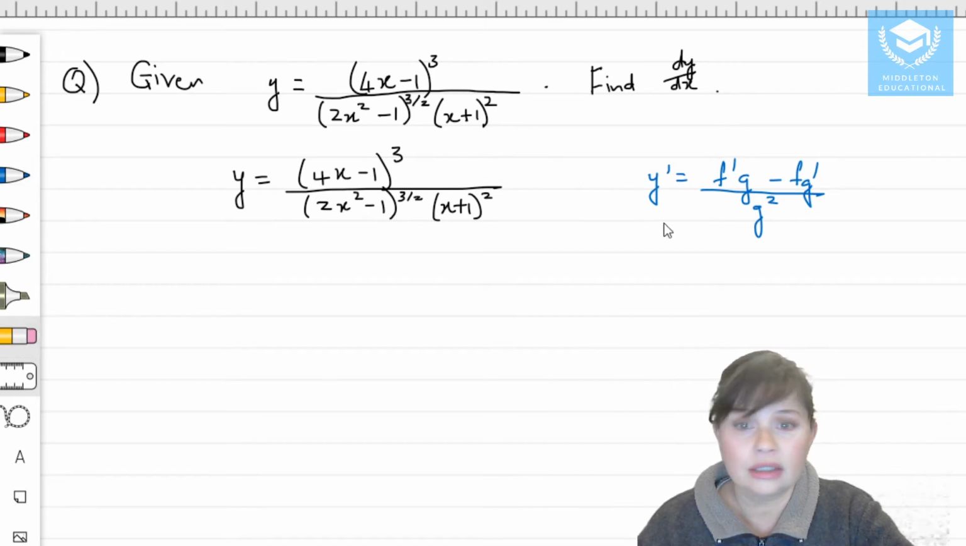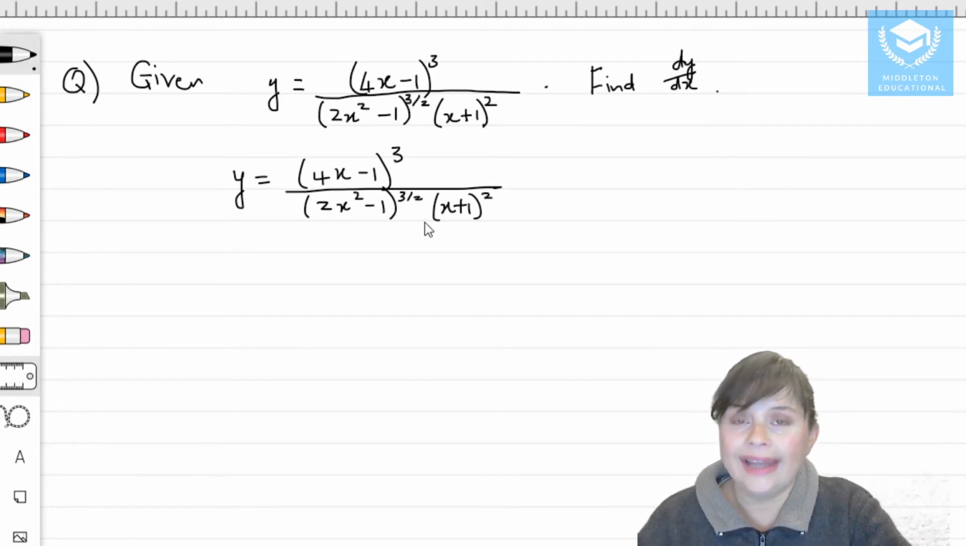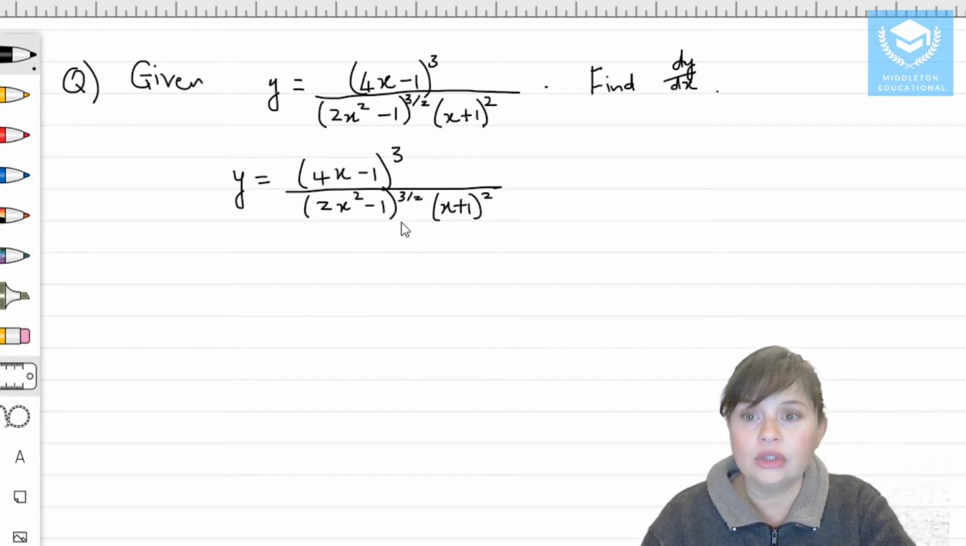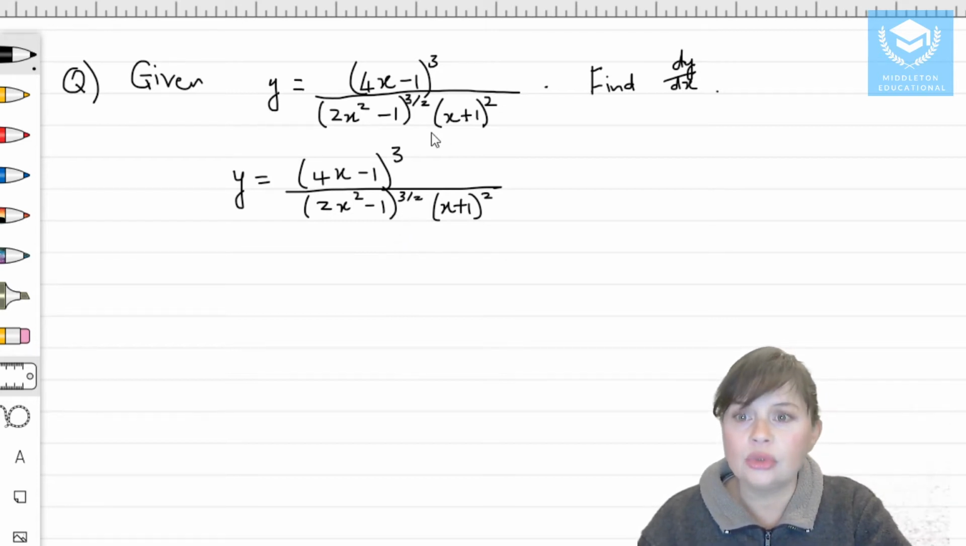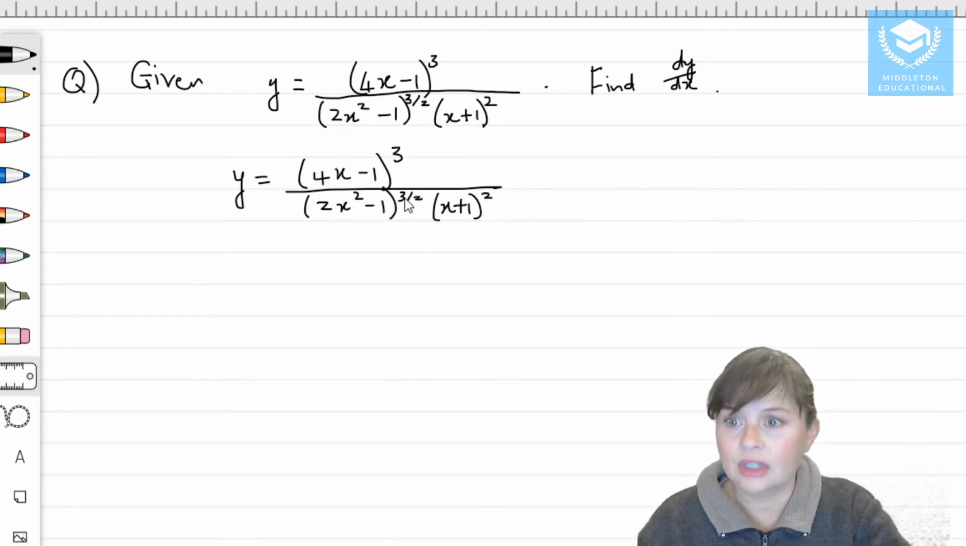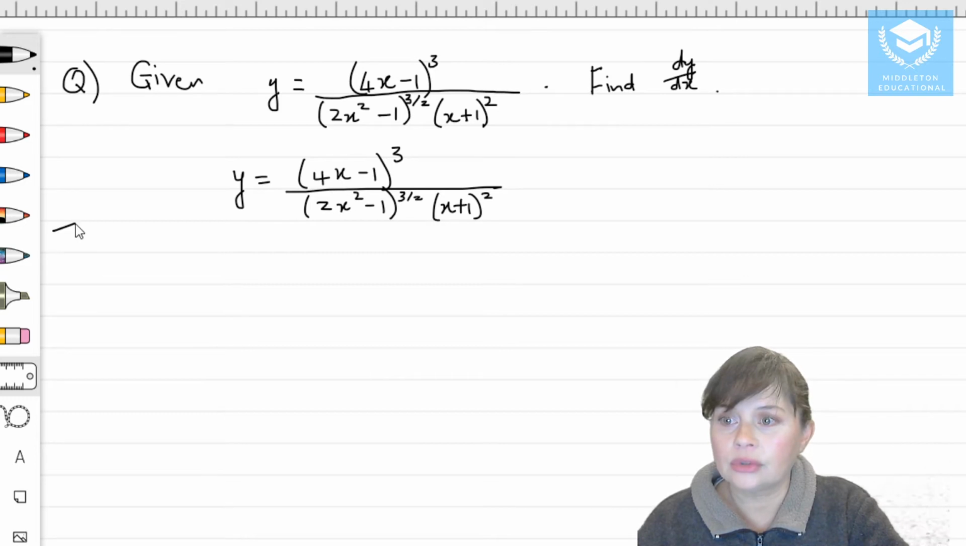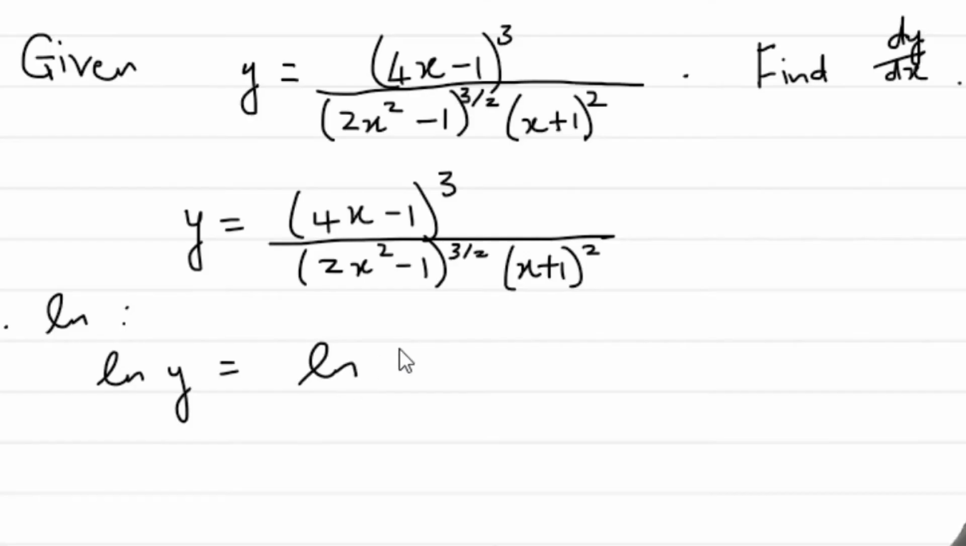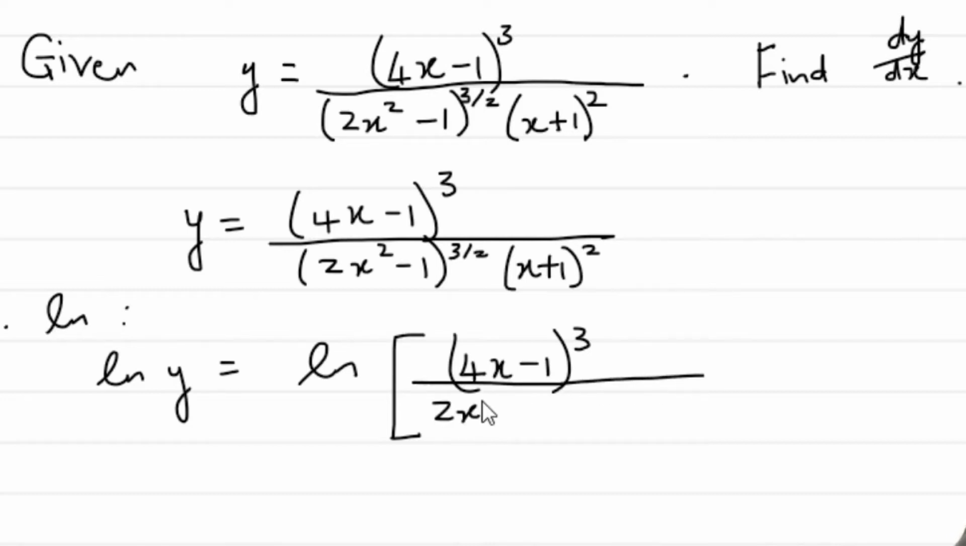Okay, so we're going to take quotient rule off the table and think maybe there's a different way we can handle this. And in fact there is. We can introduce logarithms here. So we can use logarithmic differentiation, because with logarithms you can then simplify this expression a lot further. Okay, so I'm going to introduce my natural log, all right, which means I'm going to get ln y equals the natural log of this big expression, minus 1 cubed over 2x squared minus 1 to the power 3 over 2 x plus 1 squared.